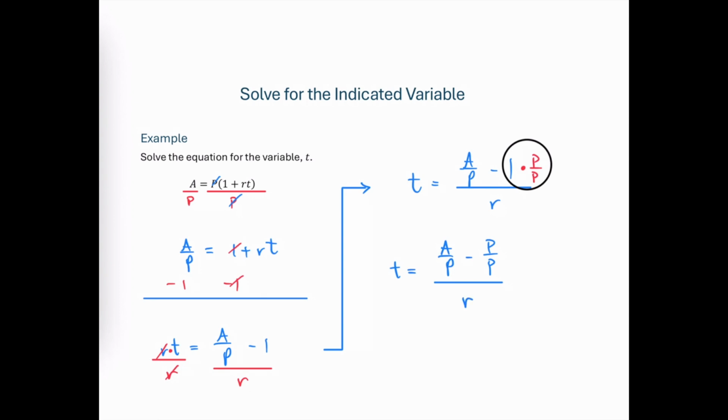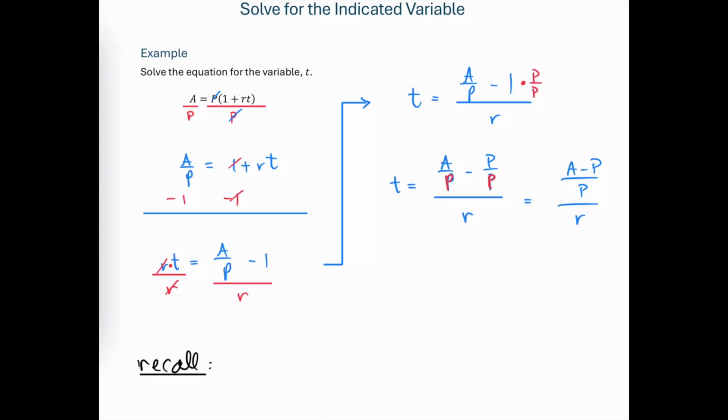And we're still all over r in the denominator. Since we now have a common denominator in this numerator, we can subtract those fractions up there to get a minus p all over that single denominator p, and everything is still over r.